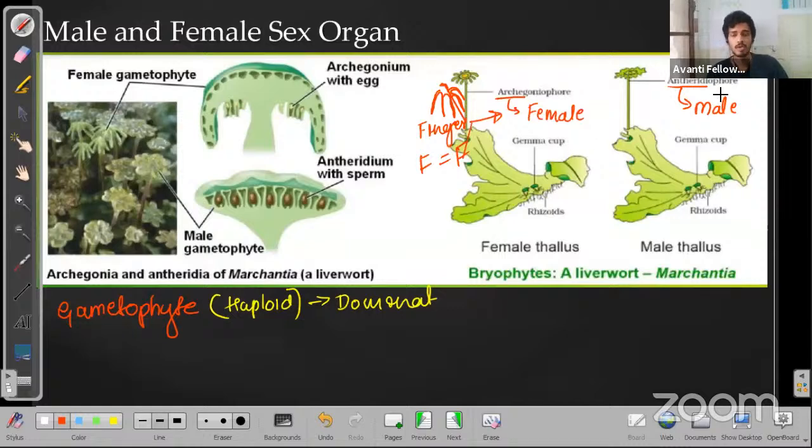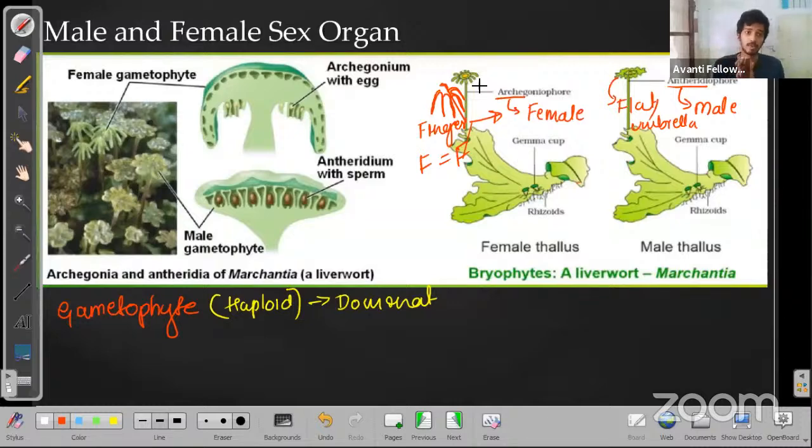And what about antheridiophore? Antheridiophores will be flat-like structures, or an umbrella-like structure also. We also call it umbrella-like structures. So those are the male structures. Those are the outer morphological structures which are present there. Yes, correct, Shushmita, mushroom-like male. You can remember whatever you like, no issue in that.